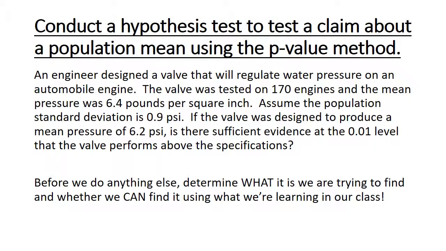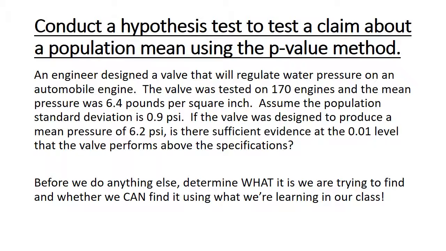When we see something like, "Is there sufficient evidence?" that means we are making a claim about the population parameter, and we want to gather evidence to test that claim. We want to test the claim that the valve performs above the specifications, and our specification is a mean pressure of 6.2 psi. So we are trying to conduct a hypothesis test of a population mean.